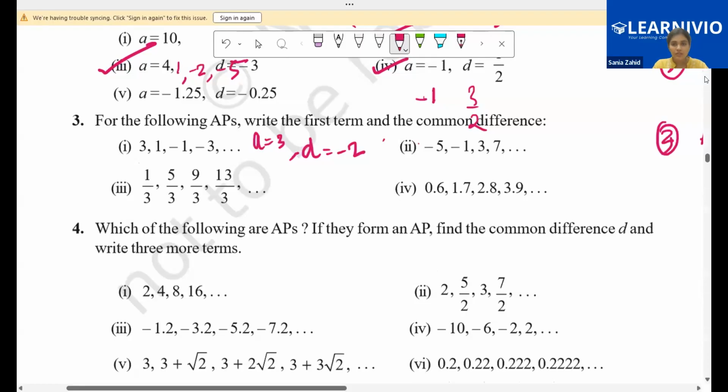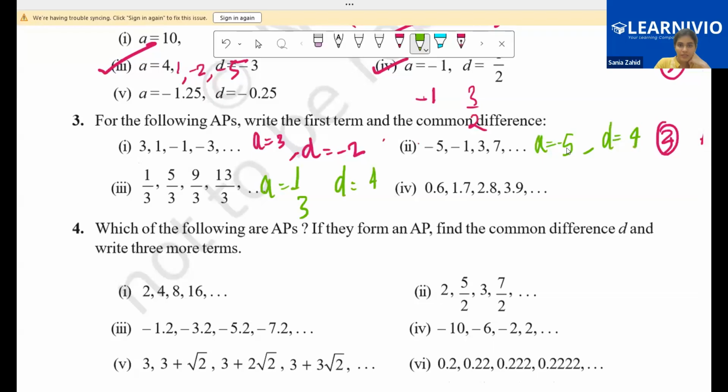Okay, shall we discuss now? Have you done? Yes, ma'am. Okay, so tell me the answer. The first one, A is minus 5 and D is 4. Good. The second one, A is 1 by 3 and D is 4 by 3. 5 by 3 minus 1 by 3 is 4 by 3, correct? Next, A is 0.6 and D is 1.1.